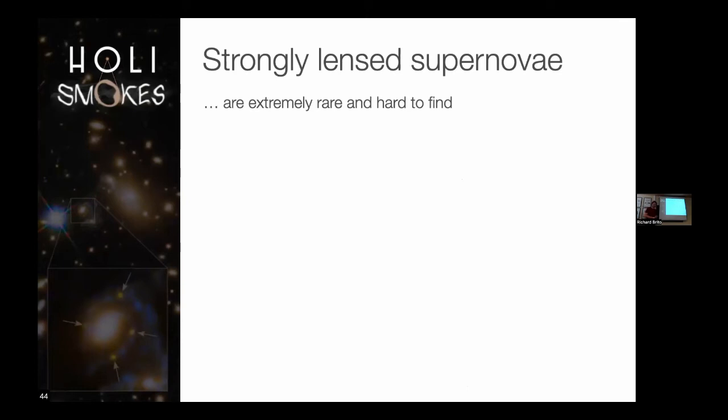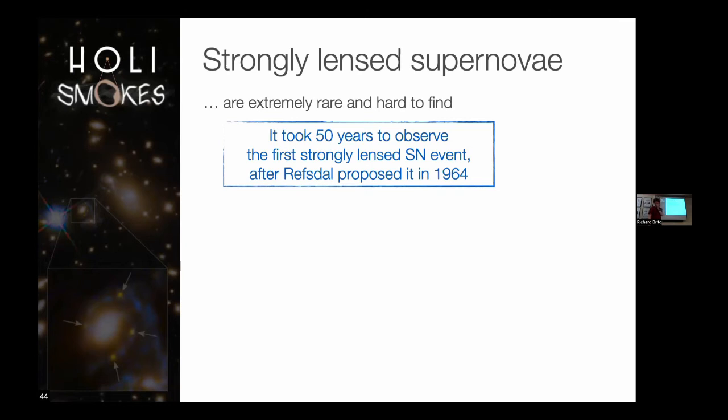So now I talked about the advantages of lensed supernovae versus lensed quasars. The main disadvantage is that they are extremely rare and hard to find, because they are rare and they are typically very faint. And actually it took something like 50 years after the prediction by Refsdal, or the description of the method, that the first lensed supernova was actually found, which is nowadays called supernova Refsdal. That was a lensed supernova discovered in Hubble Space Telescope images by chance.